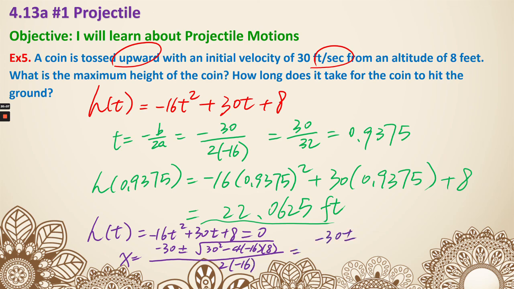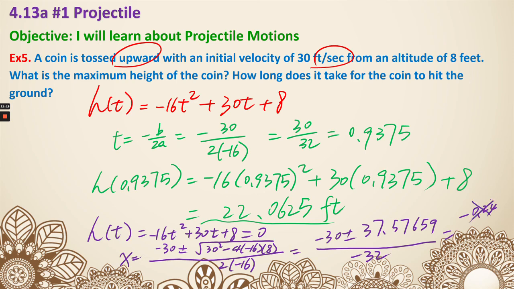Negative 30 plus or minus, I'm going to calculate out inside the parentheses. So it's going to be the square root of 1412. That is going to give me 37.57659, all over negative 32. So I'm going to minus 30 first. That is going to give me negative 0.236, so negative 0.24. That wouldn't work. So I actually need the other one.